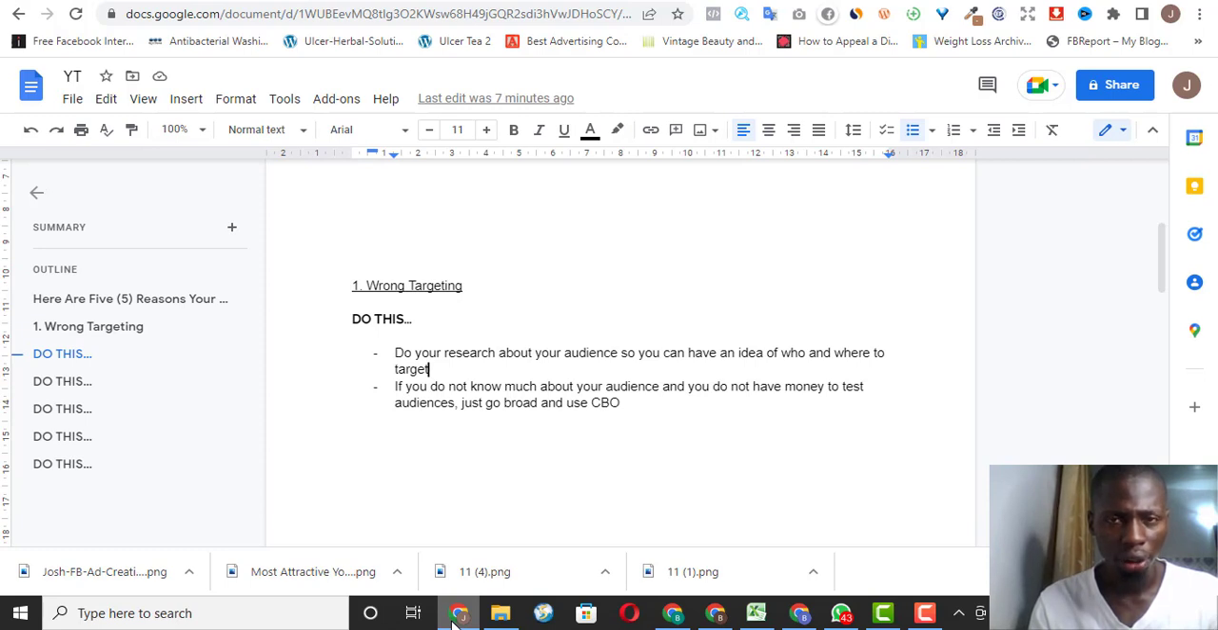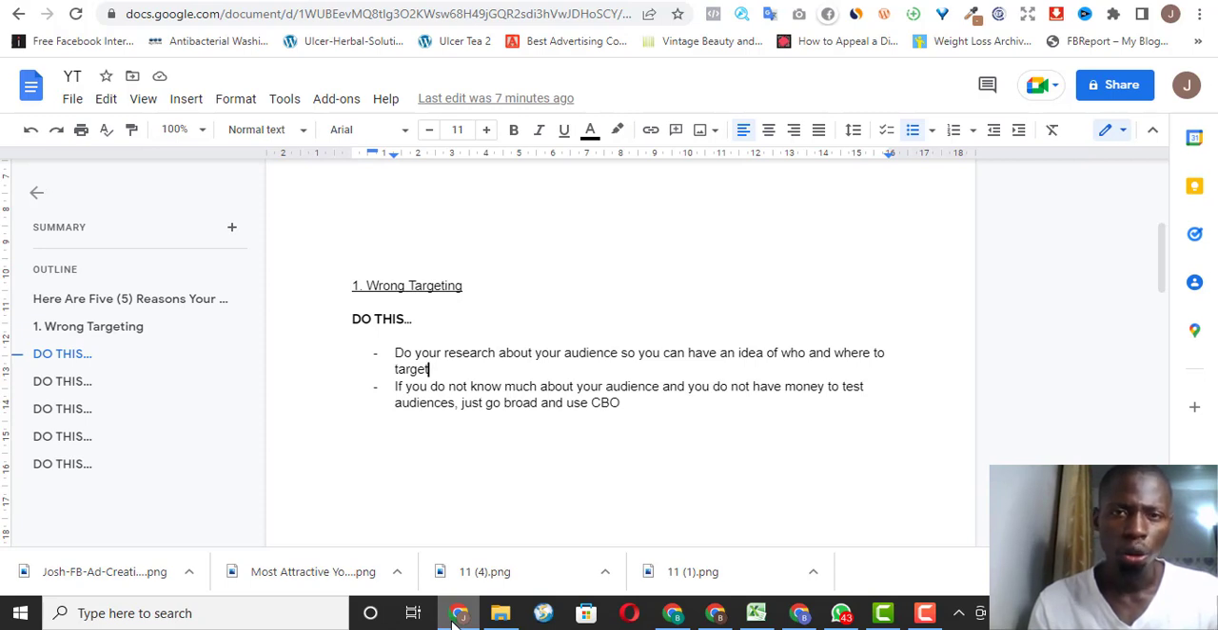If you are targeting Nigeria, then you want to target the whole of Nigeria. If you are targeting certain states, then you can pick certain locations and target them. And also the people, you should know the age range of the people. You should know the gender of the kind of people you are trying to sell your product to.